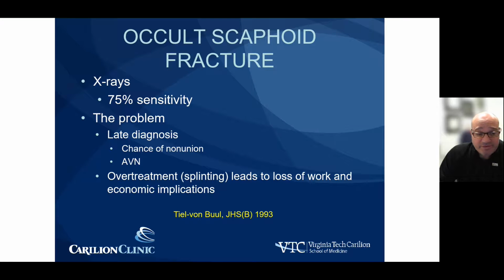For occult scaphoid fractures, we know that x-rays are good, but they're not perfect. They're about 75% sensitive. So what is the problem? The problem is that this can lead to late diagnosis, and then a chance of non-union or avascular necrosis. On the other side, the other school of thought is that if we think we're seeing scaphoid fractures all the time, we're over-treating them, over-splinting, which can lead to loss of work and economic implications.